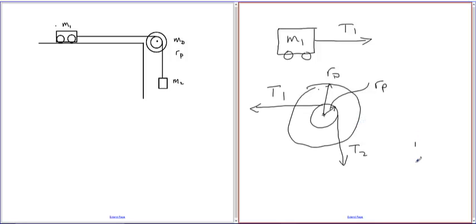Okay, and then finally down here we have the hanging mass. So we have the tension pulling up. We have the weight, W2, hanging down. And this has a mass, M2. So those are the three free body diagrams. I'm just going to leave them as such.